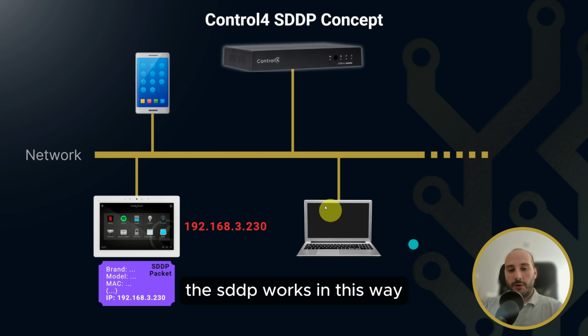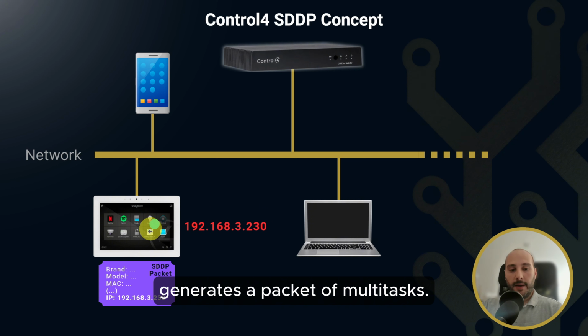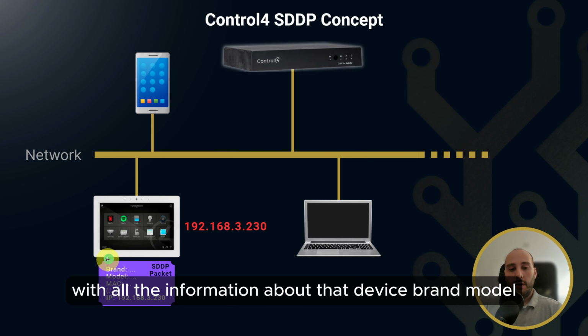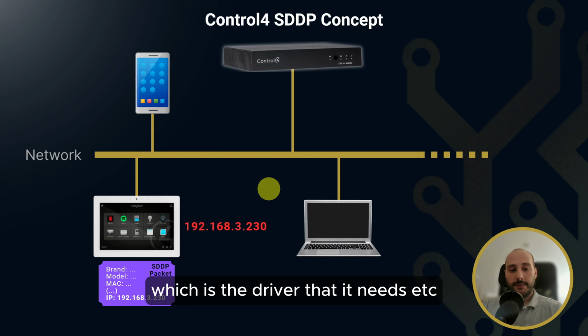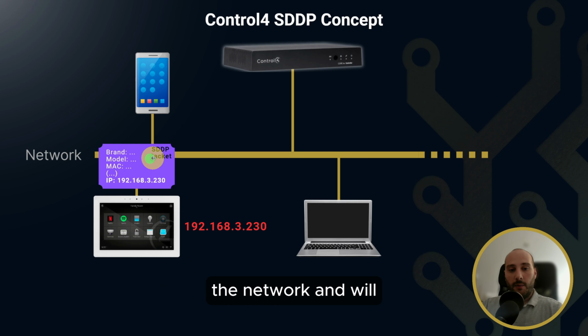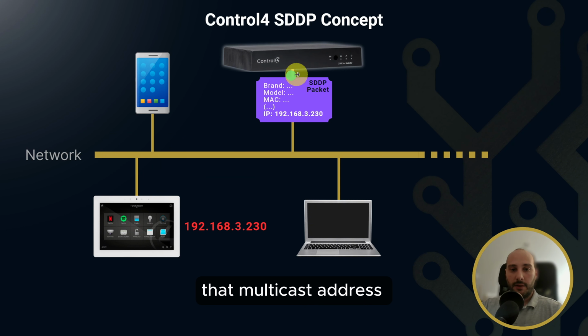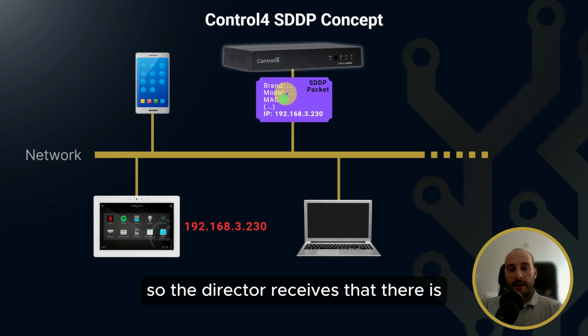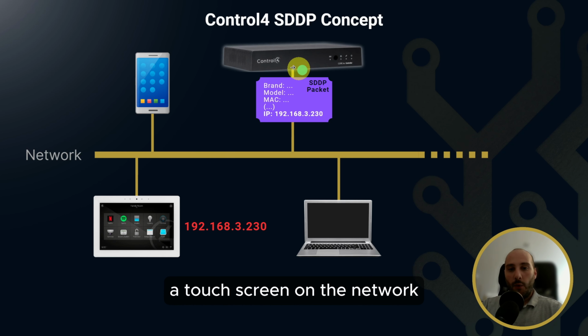SDDP works in this way. Every device that is compatible with SDDP generates a multicast packet with all the information about that device: brand, model, MAC address, the IP, and other information like which driver it needs, etc. This packet is sent across the network and will be received by all the devices that are listening to that multicast address. Obviously, the director does. So the director receives that there is a touchscreen on the network with these characteristics.